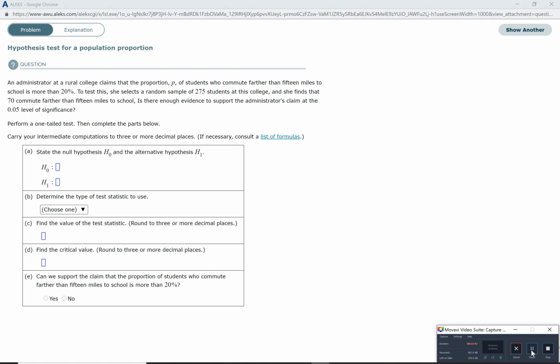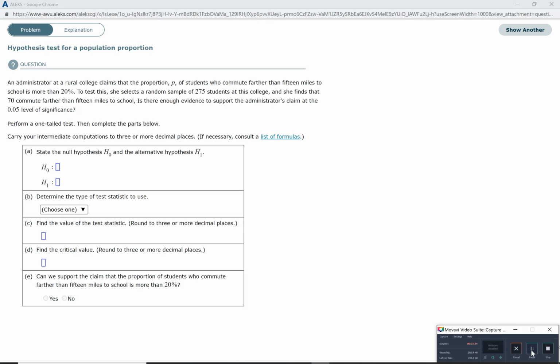So as we read the question, it says an administrator at a rural college claims that the proportion P of students who commute further than 15 miles to school is no more or is more than 20%. So to test this, she selects a random sample of 275 students at this college. She finds that 70 commute farther than 15 miles to school. Is there enough evidence to support the administrator's claim at a 0.05 significance level?